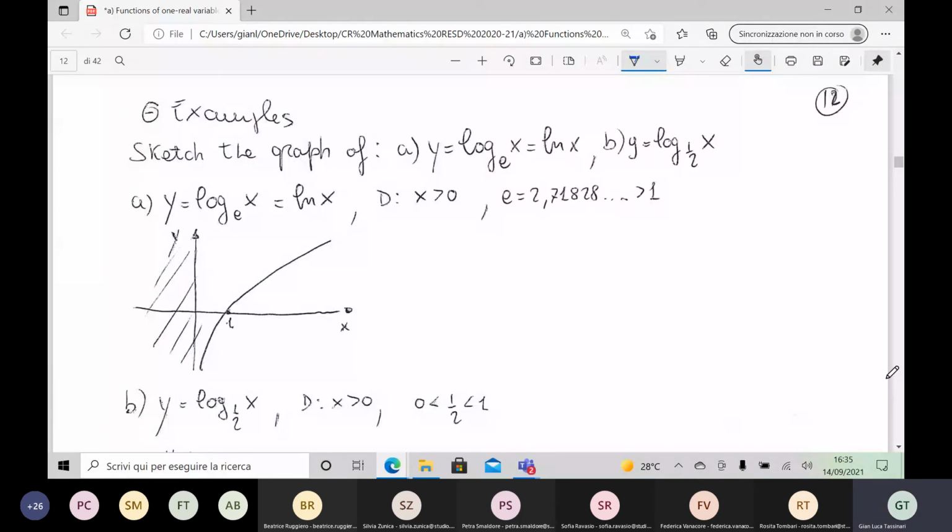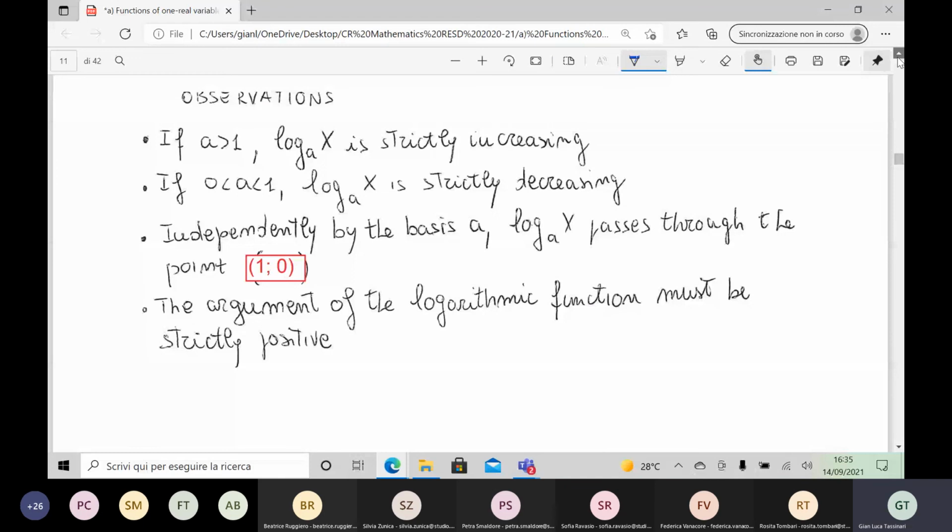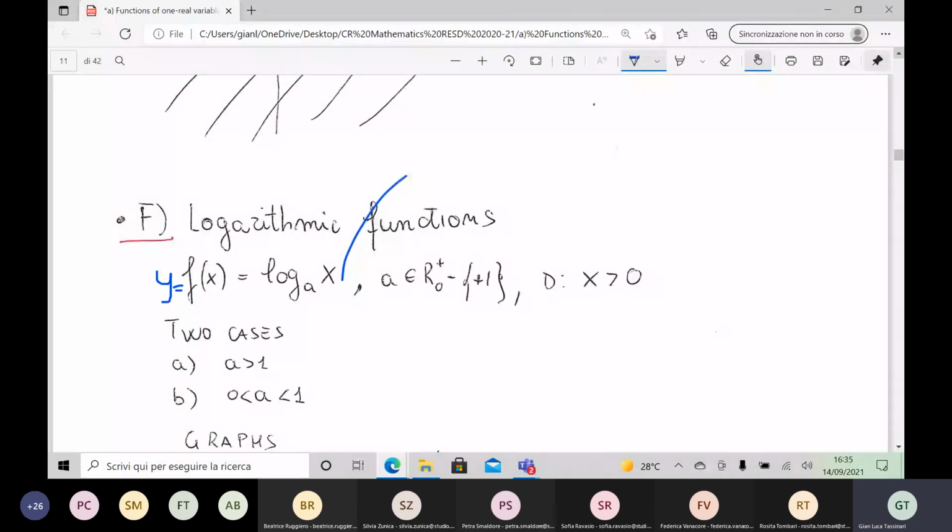No, I make an observation now. I make an observation. How can you rewrite the definition of a logarithmic function? So maybe it's good if you write it, if you still have the strength to do it.